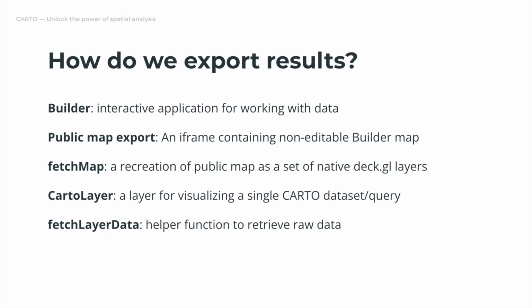Then we have CARTO layer, which is operating purely on the data level. So this lets you just say, I have this data set, I want to visualize it, and then I want to write and program around it. And then finally, we have a wrapper for the API, which is just fetch layer data, which just does the GET request for you.